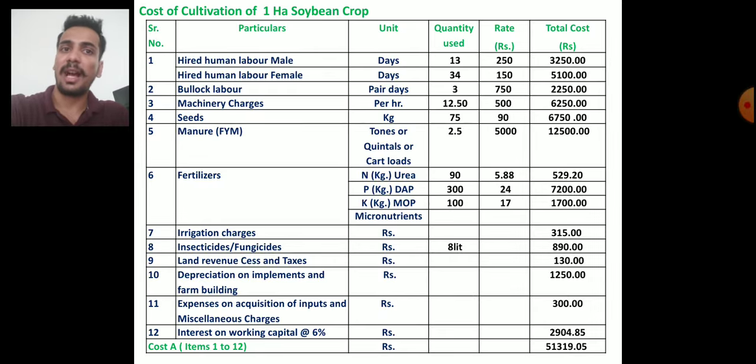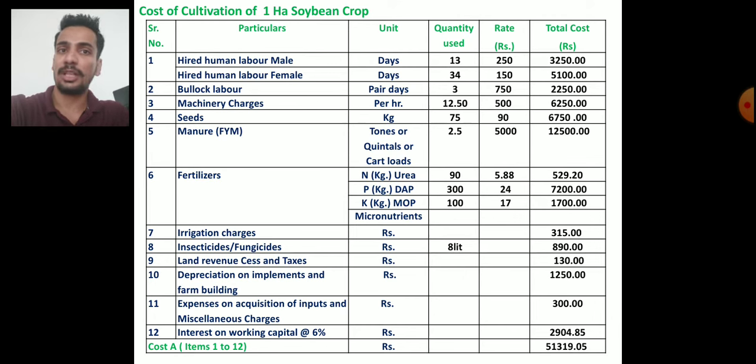Then second, hired human labor female in days, it is 34. What is the wage rate of female? 150. So it accounts for 5,100 rupees in the total cost. Now next is bullock labor. So you have to again make a summation of bullock labor from your operation sheet in pair days. In case of human labor, it is only days. A human labor day is considered as 8 hours, meaning 1 human labor day.